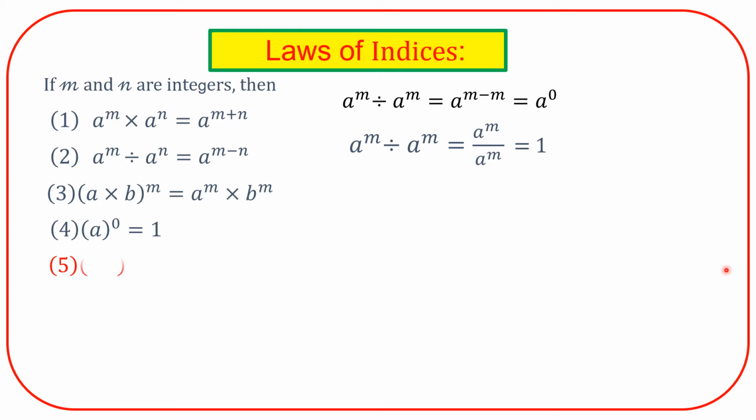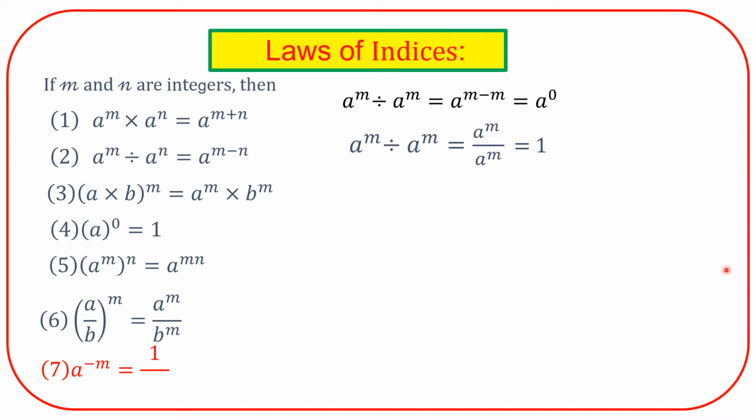Fifth one, a raised to m, bracket raised to n is equal to a raised to mn. Sixth one, a upon b, bracket raised to m is equal to a raised to m upon b raised to m. Seventh one, a raised to minus m is equal to 1 upon a raised to m.